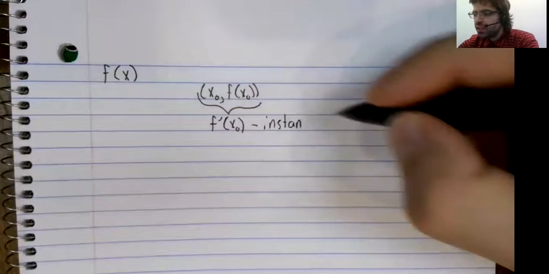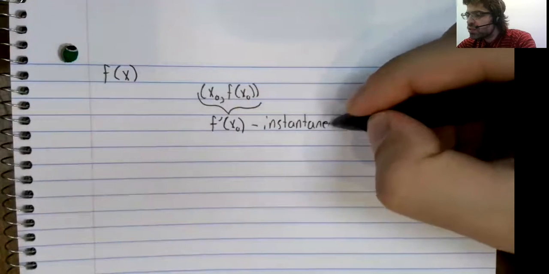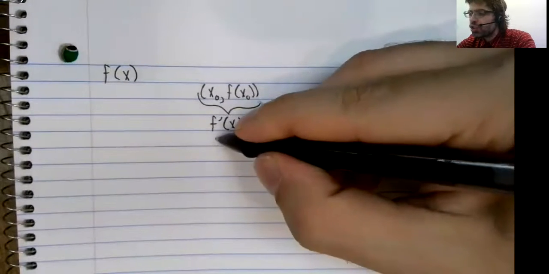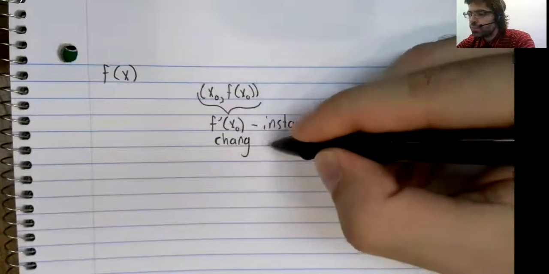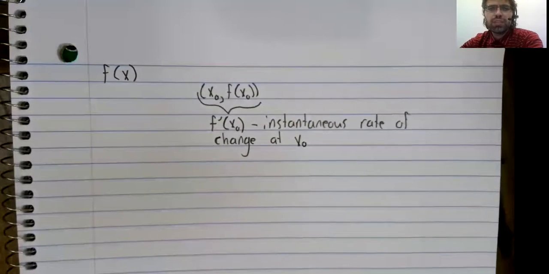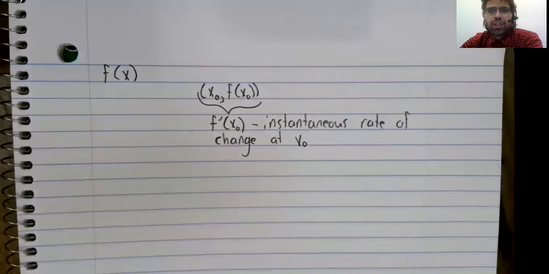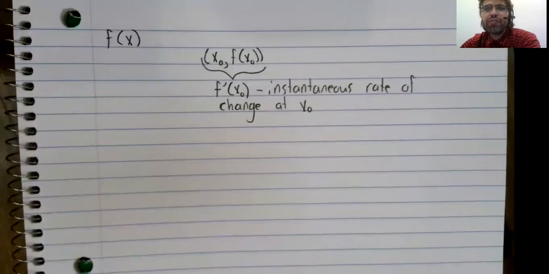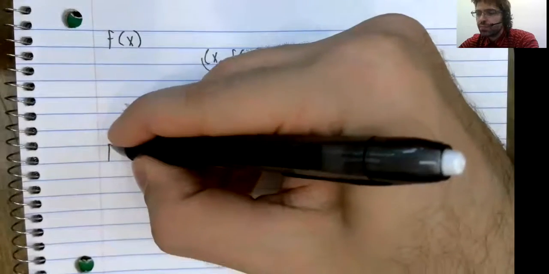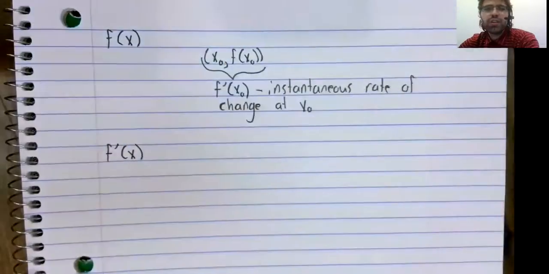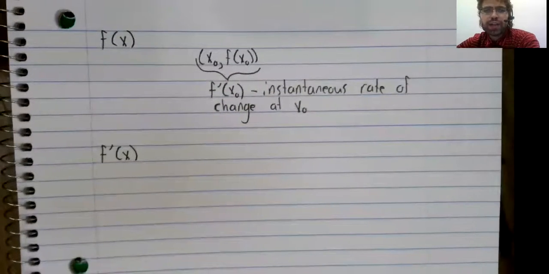the instantaneous rate of change at x sub 0. And the leap we're now going to make is to use this instantaneous rate of change to define a function. From f of x, we can define f prime of x.